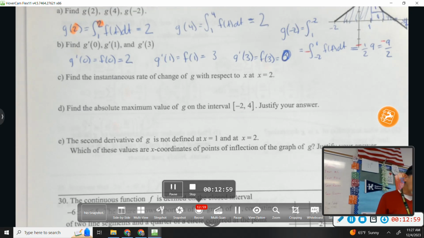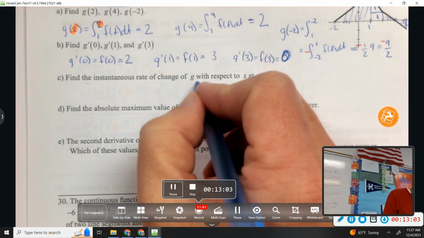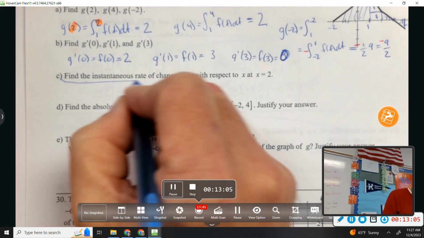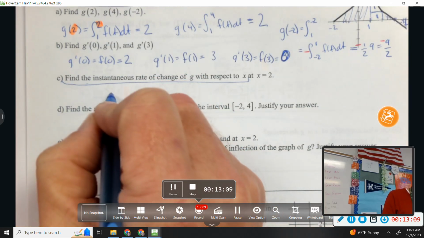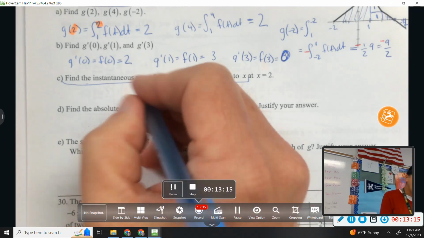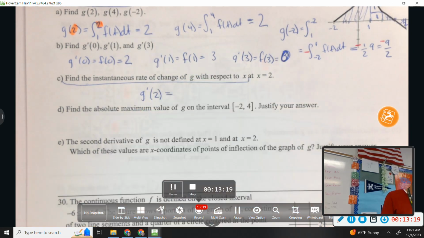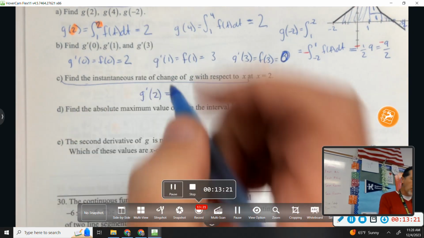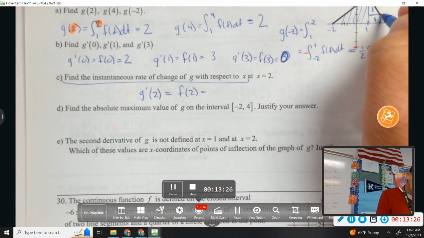Part C. Find the instantaneous rate of change of g with respect to x. So what's that asking for? That's a lot of words. That's just g prime. So that's making sure you understand the words. So g prime at 2, but we already said g prime is the same as f. F of 2 is 1.